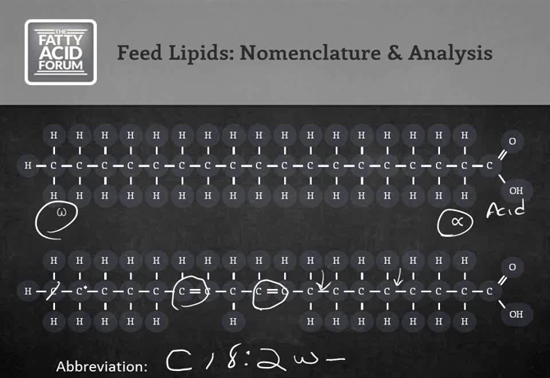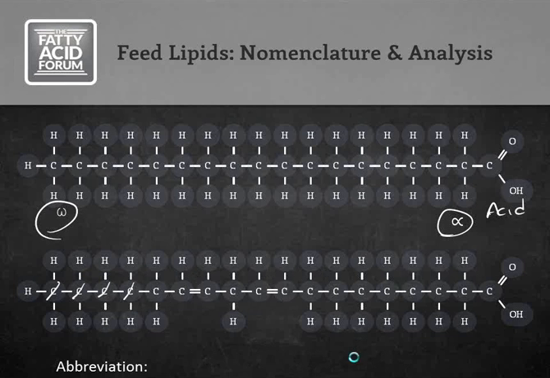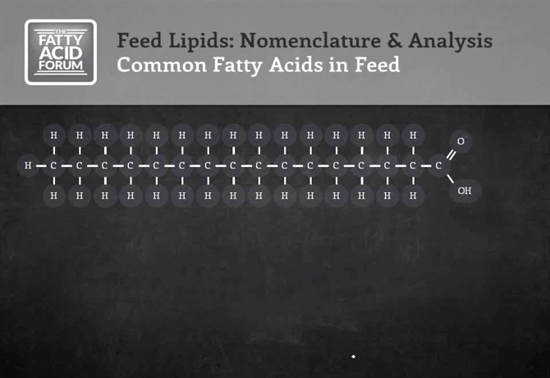And then we want to know the position of the first double bond from the omega end. We write omega or W and count in the number of carbons from the omega carbon until we hit the first double bond. 1, 2, 3, 4, 5, 6. So this is omega 6. This fatty acid is referred to as 18 carbon, 2 double bond omega 6 fatty acid. It has a name also, but it's too difficult to remember all the names.